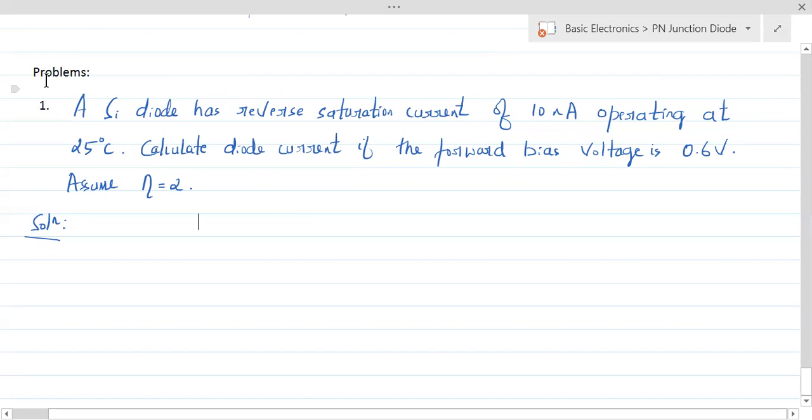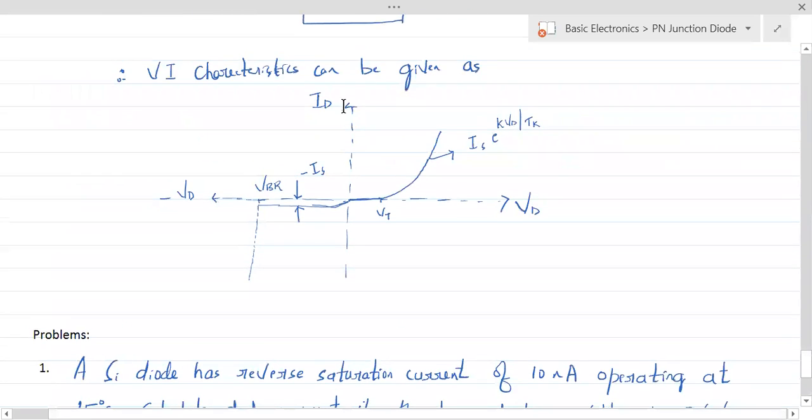Let's solve the problems on the diode equations that we have seen earlier. This problem is asking us to calculate the diode current. What is diode current? See here. So this is diode current. In the last class, we have obtained the VI characteristics of the diode.